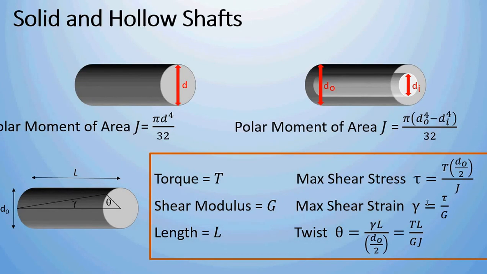The maximum shear strain, which occurs at the outer diameter, at the outer radius of the segment, is tau divided by G. And then there's the twist angle, of which there are two different equations. This is the angle that the shaft actually twists under the load. You could have it as the max shear strain multiplied by the length divided by the radius, or TL over GJ. We're going to be mostly working with that TL over GJ.